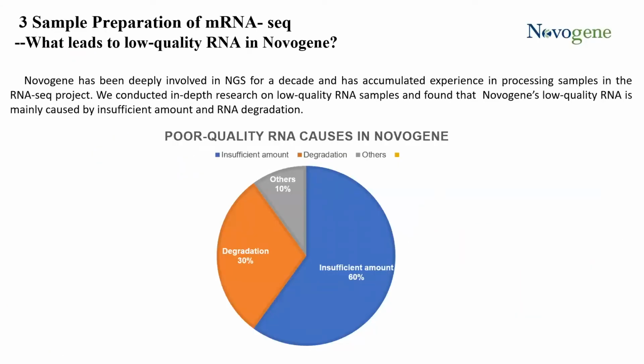So when we talk about low quality RNA at Novogene, we have been deeply involved in NGS for a decade and have accumulated experience in processing samples in RNA-seq projects. We conducted in-depth research on low-quality RNA samples and found that low-quality RNA is mainly caused by an insufficient amount of RNA and by degradation.